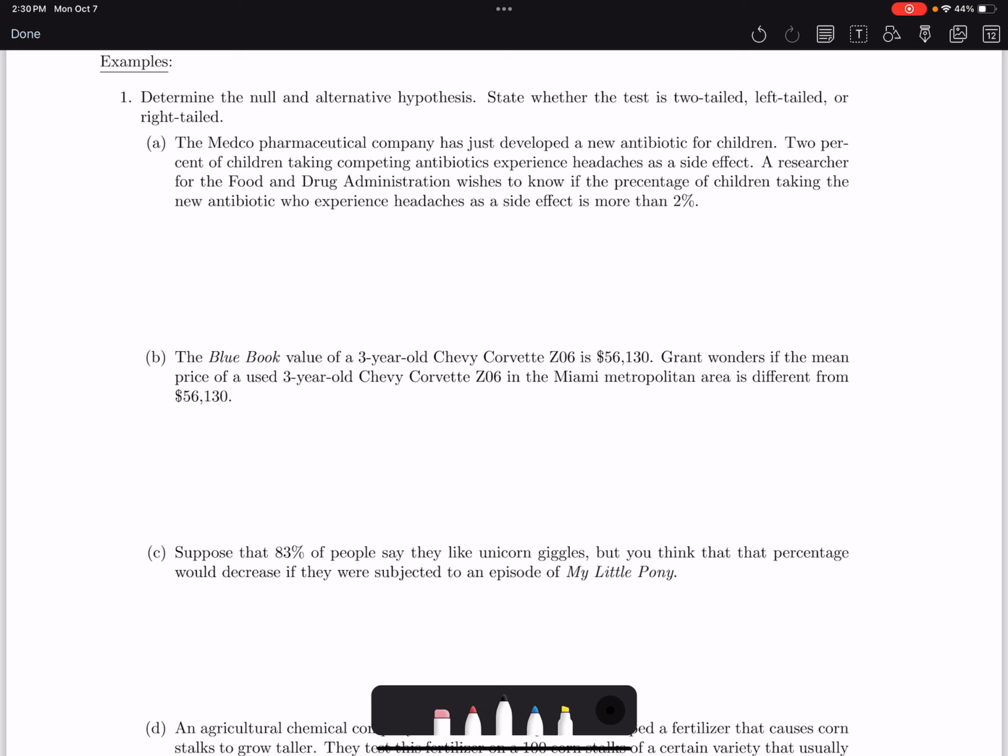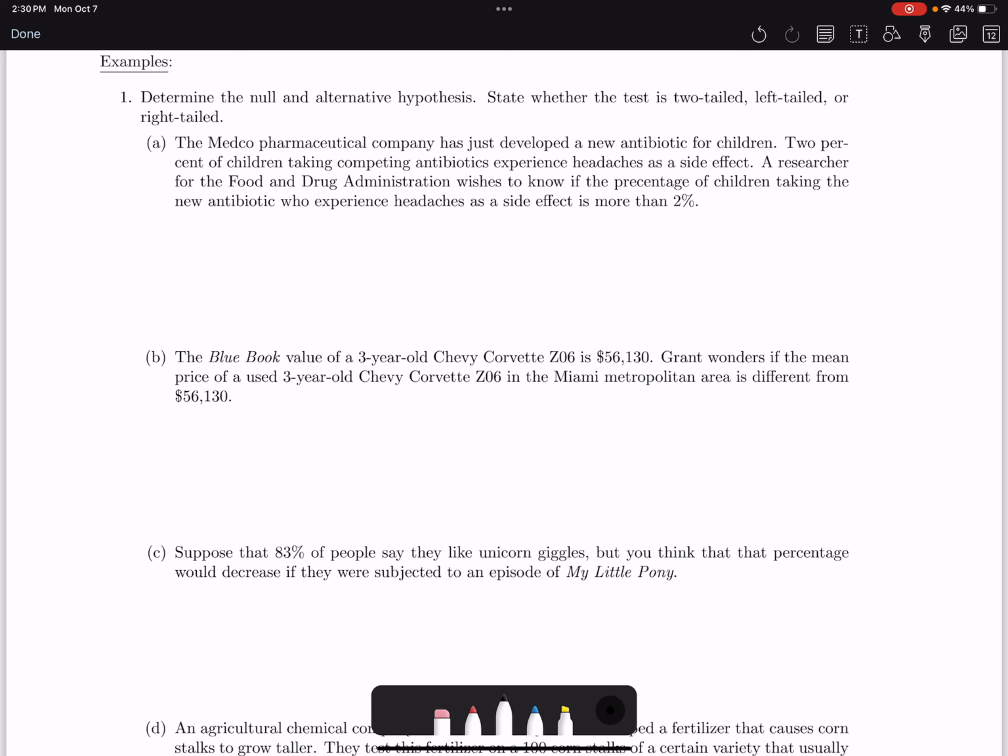Okay, so to decide whether we're testing a mean or a proportion, we should ask ourselves, well, what kind of data do we have here? If you ask people, or if you have a group of children who've been a part of this study, whether or not they have experienced a headache as a side effect of taking this antibiotic, their answers are going to be yes or no, right? They're going to say, yes, I got a headache, or no, I didn't get a headache. That's not numerical data, right? That's categorical data. And so we're most likely going to be testing a proportion.